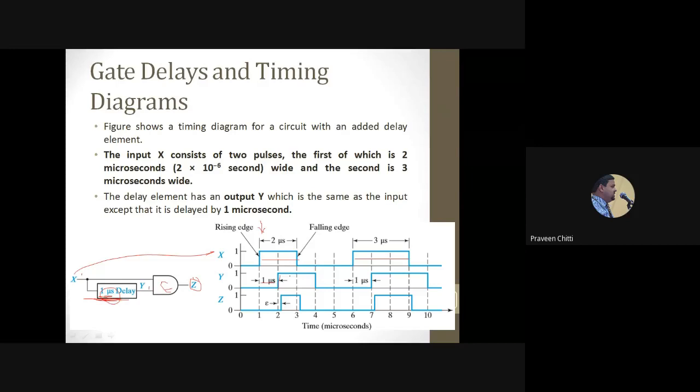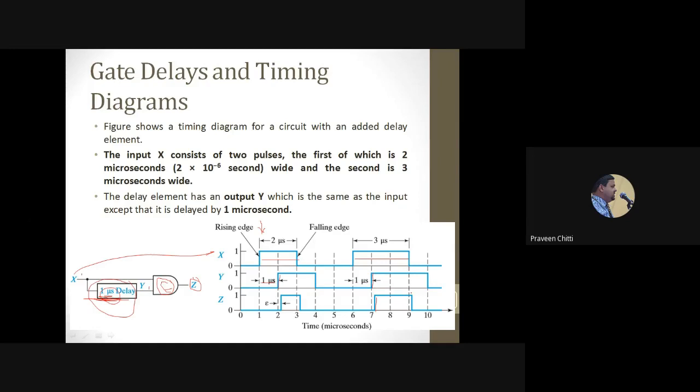Now this will remain high for 2 microseconds, then it goes low. This again remains high, then it goes low. Then again here you can see, X becomes 1 at 6 microseconds, but there is a delay of 1 microsecond. So again Y becomes high after a delay of 1 microsecond, and Z becomes high again after a delay of epsilon, that is the gate delay. So in this example, what I explained is, in addition to the propagation delay, if there is an added delay, how we should take care of that. That is what is explained here, and this timing diagram is drawn.